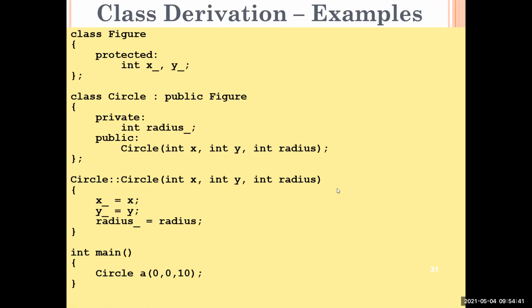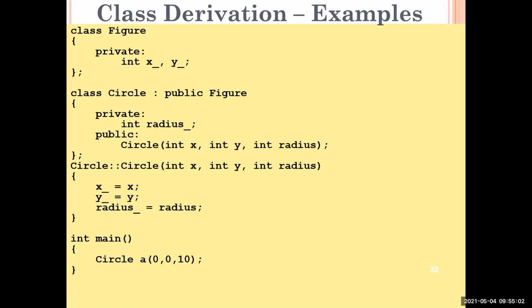In this case, I think it's fine. Because X and Y are protected, and we are accessing protected members in the child class. This is okay. In the main, we are just creating an object. So this program is fine. There is no problem with that. Sometimes things can be okay as well. It is not necessary that there is always a problem.